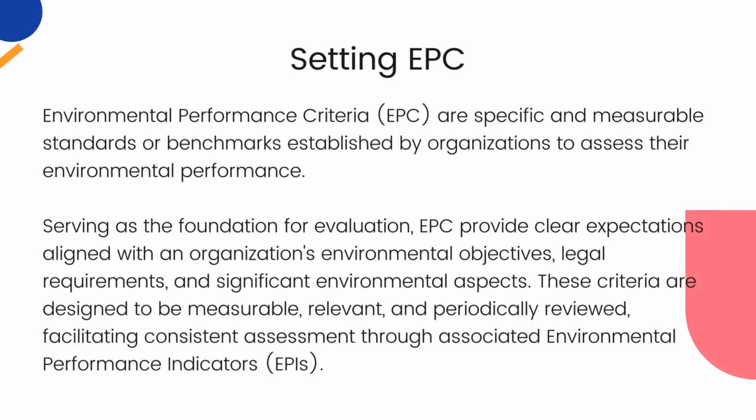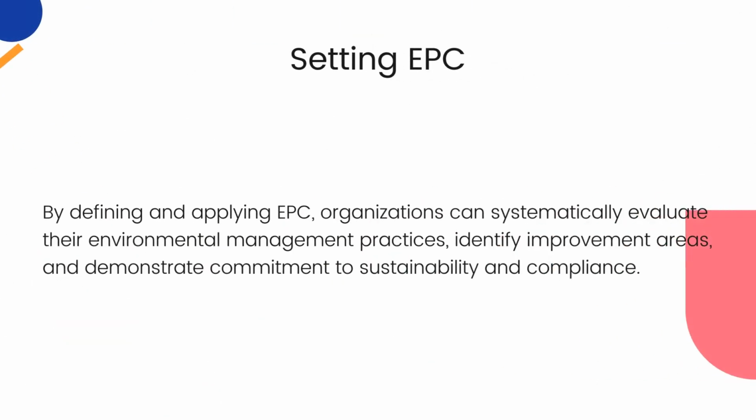Setting EPC. Environmental performance criteria, EPC, are specific and measurable standards or benchmarks established by organizations to assess their environmental performance. Serving as the foundation for evaluation, EPC provide clear expectations aligned with an organization's environmental objectives, legal requirements, and significant environmental aspects. These criteria are designed to be measurable, relevant, and periodically reviewed, facilitating consistent assessment through associated environmental performance indicators, EPIs. By defining and applying EPC, organizations can systematically evaluate their environmental management practices, identify improvement areas, and demonstrate commitment to sustainability and compliance.